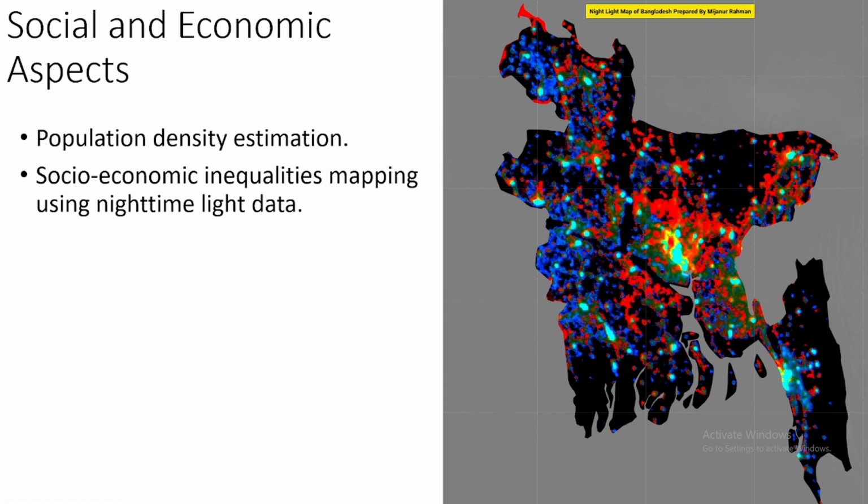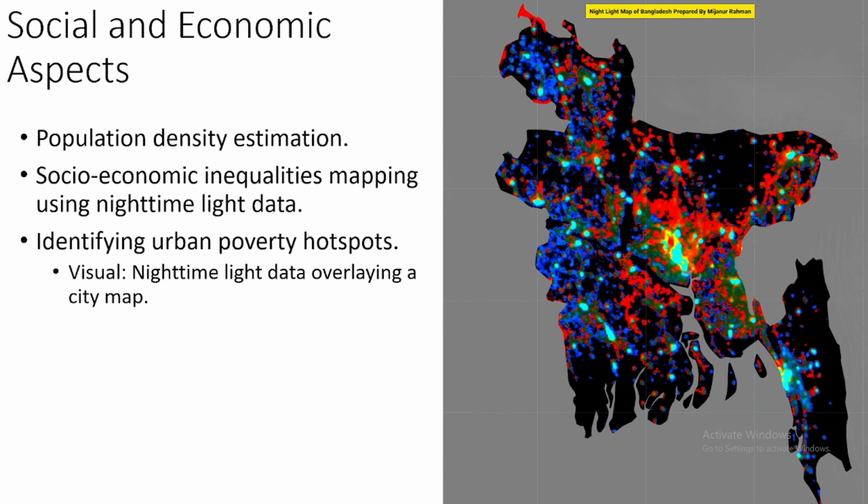So this data is very helpful to identify socio-economic inequalities mapping using nighttime light data, as well as to identify urban poverty hotspots. Suppose in an urban area you apply the data, and you can easily identify which place shows dark pixels. Suppose this place is more developed, so we find a high frequency of light, but in the nearby place we find the black color. It means we can find the urban poverty hotspot here.